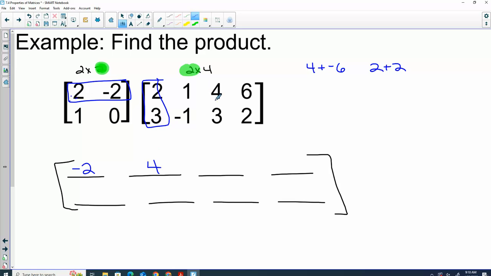Third column. 2 times 4 is 8. -2 times 3 is -6. And we get 2. Fourth column. 2 times 6 is 12. -2 times 2 is -4. 12 plus -4 is 8.